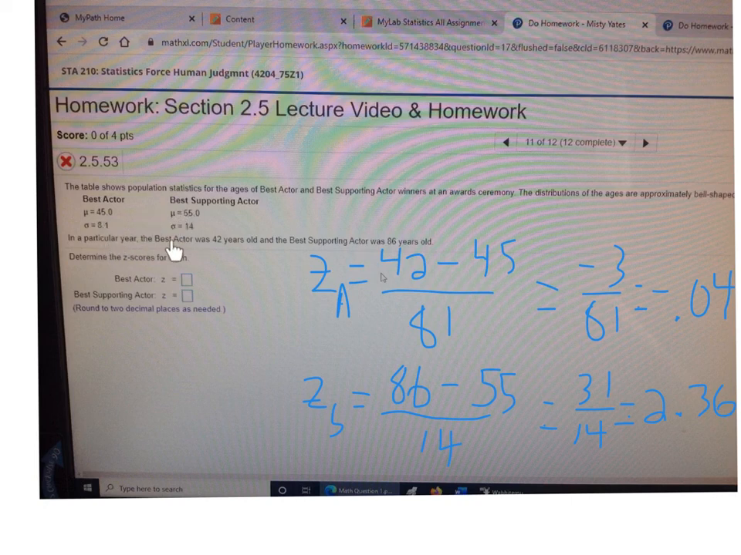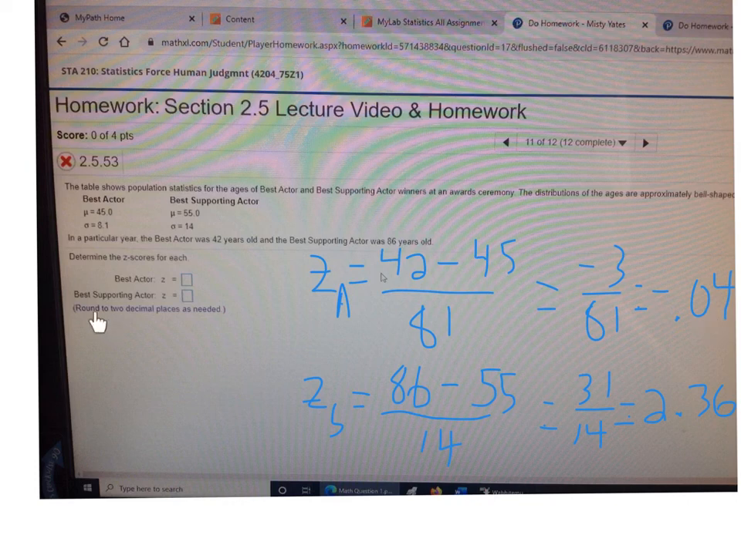In a particular year, the best actor was 42 and the best supporting actor was 86. Determine the Z score for each. So the best actor, I call it Z sub A. You take the particular score, which is 42, subtract the mean and divide by the standard deviation, and it comes out to about minus 0.04, real close to zero.